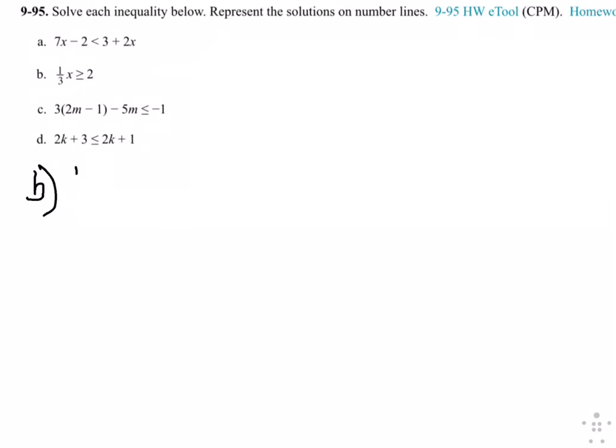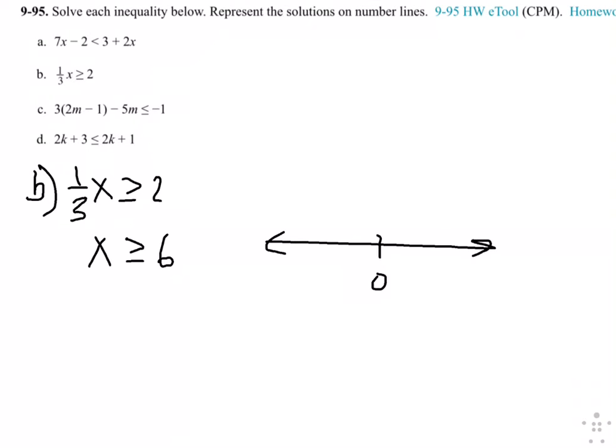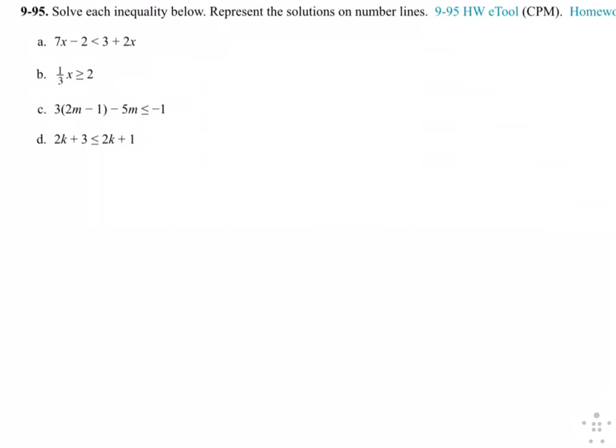B, we have 1/3 x greater than or equal to 2. We multiply both sides of the equation by 3, right? So we get x is greater than or equal to 6. And we graph that, 0, 6, greater than or equal is closed circle, and that's to the right. Okay, there's B. Let's make space for C.